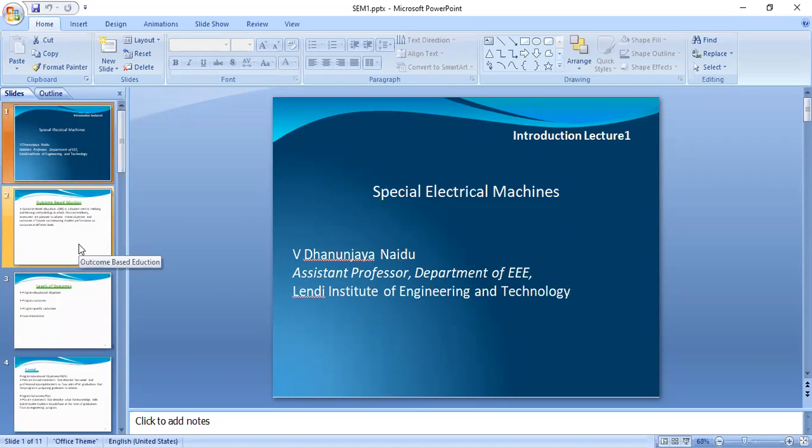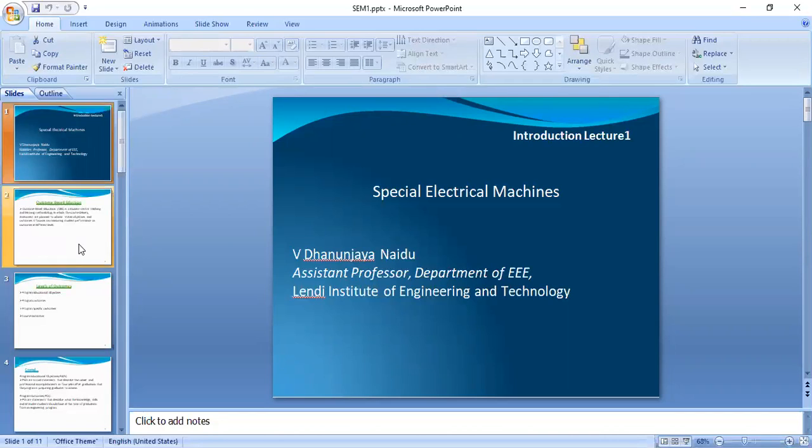In the current semester, I am going to deal with the subject special electrical machines. So, what is meant by special electrical machines? Special electrical machines are constructionally, technically and functionally a little bit different from the conventional machines. The conventional machines are induction motors, synchronous motors and DC motors. Special electrical machines means stepper motors, switched reluctance motors, brushless DC motors, linear induction motors, AC servo motors and hysteresis motors.